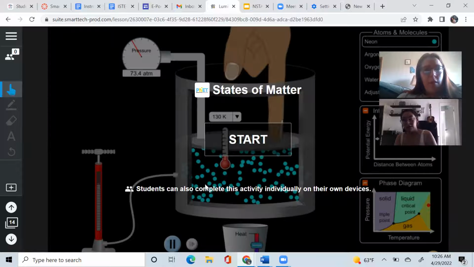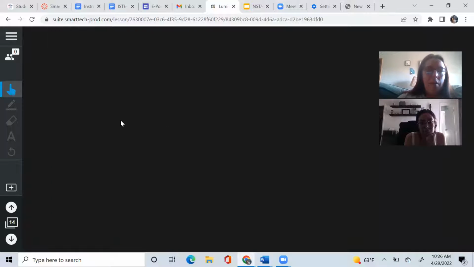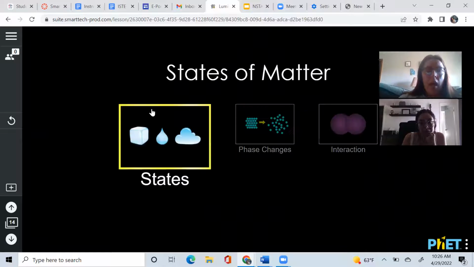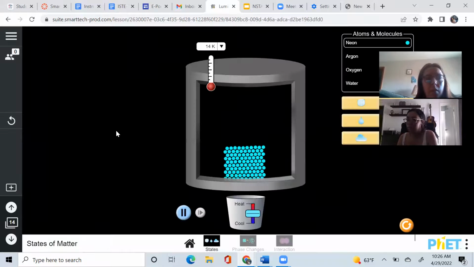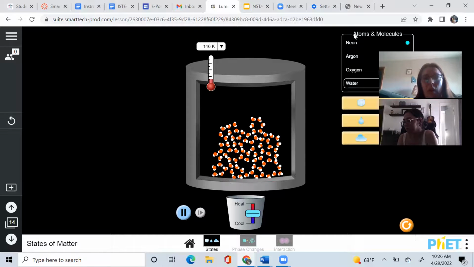So this is a PhET simulator. This is a little bit advanced for second graders, since we aren't focusing on atoms specifically, but it does give students an introduction into what atoms are and how those operate when we change from one state to another. So basically this PhET simulator is just kind of an introduction for them. We're going to focus on water.